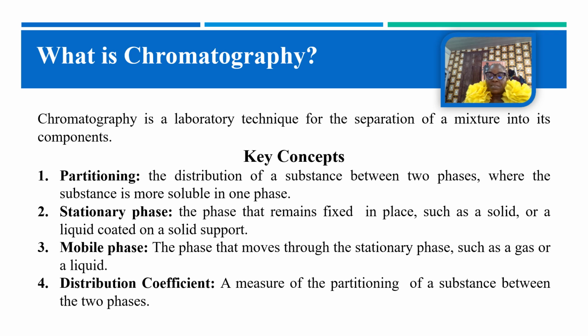What are the key concepts of chromatography? We have 1. Partitioning, the distribution of a substance between two phases where the substance is more soluble in one phase. We have the stationary phase, that is the phase that remains fixed in place, such as a solid or a liquid coated on a solid support. We have the mobile phase, the phase that moves through the stationary phase, such as a gas or a liquid. And then we have the distribution coefficient, a measure of the partitioning of a substance between the two phases.